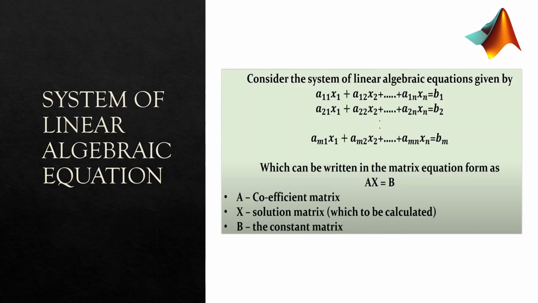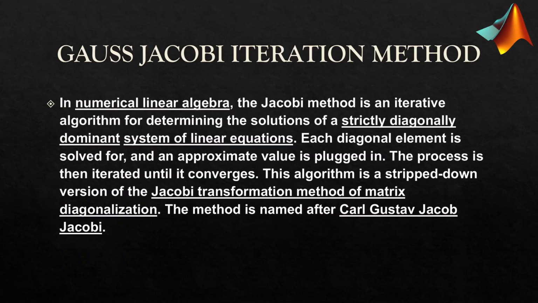So consider the system of linear algebraic equations given by these equations, which can be written in the matrix equation form as Ax = b, where A is the coefficient matrix, x is the solution matrix which is to be calculated, and b is the constant matrix.